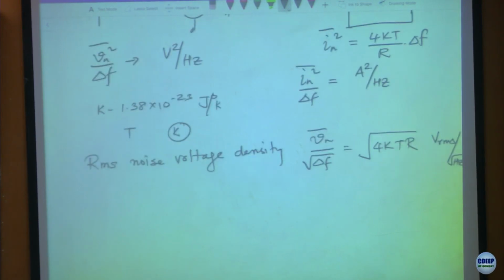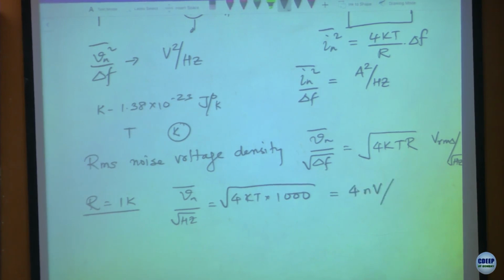So, if you take a resistor R equal to 1 k, let's say, then Vn RMS divided by root hertz, if you put 4 kT times 1000 and take the square root of that, you will get 4 nanovolts per root hertz. So, good number to remember. You don't have to remember the constants. And this is at room temperature, okay, T equal to 300 degrees Kelvin.